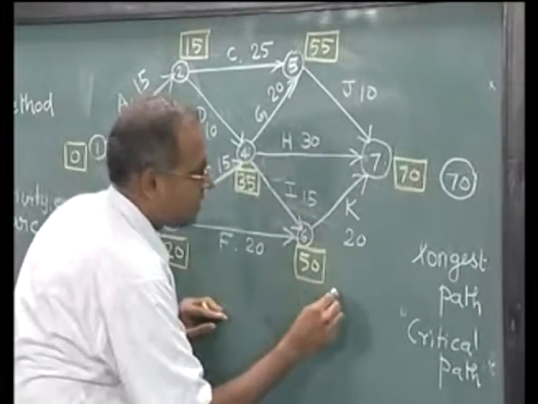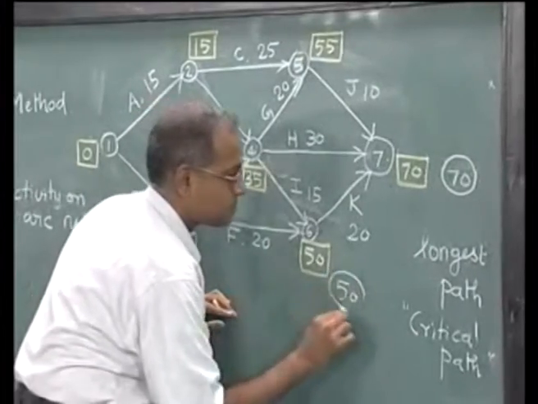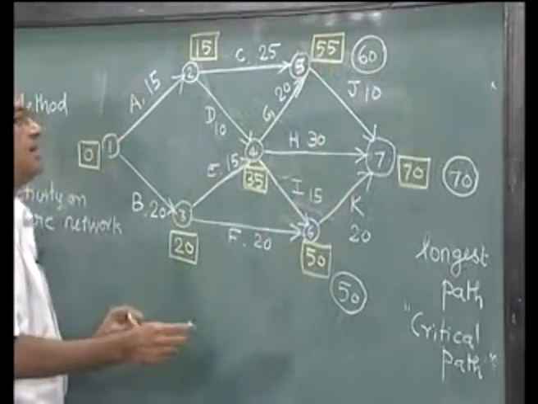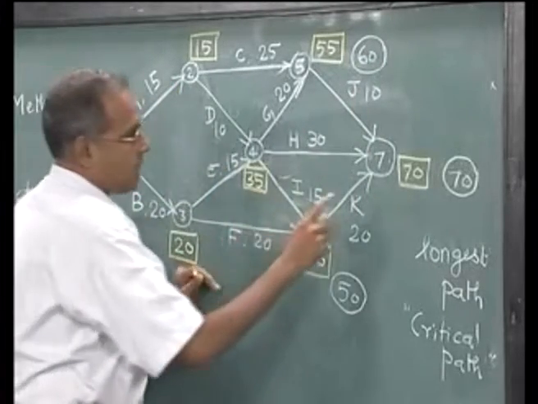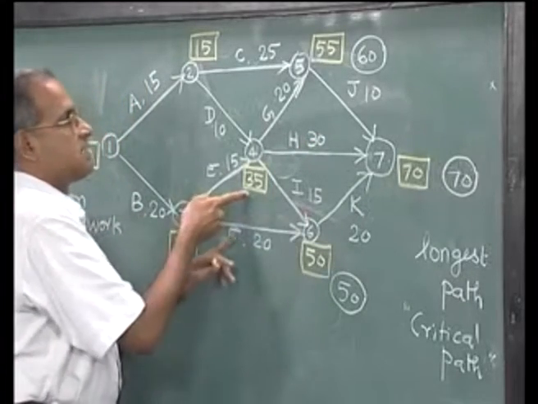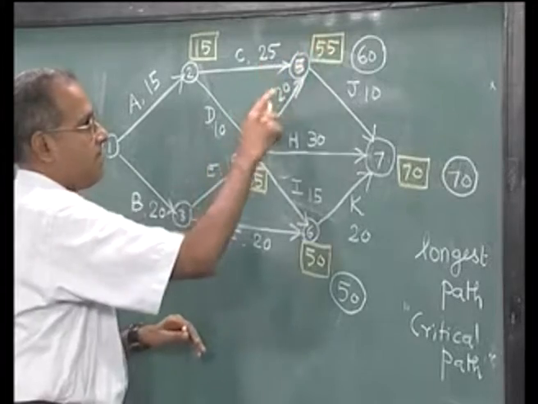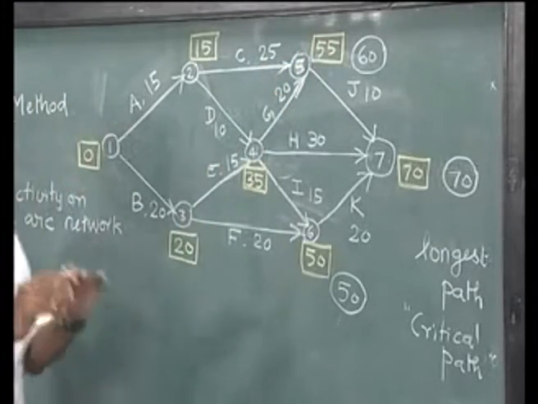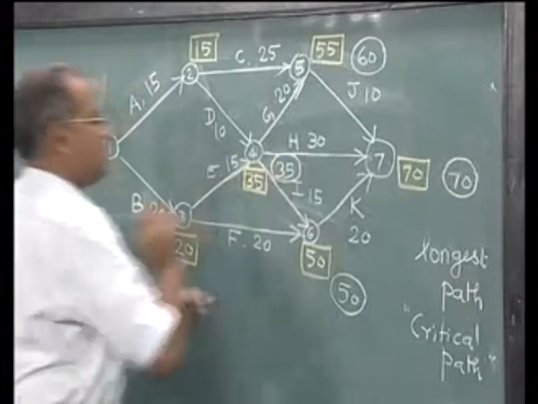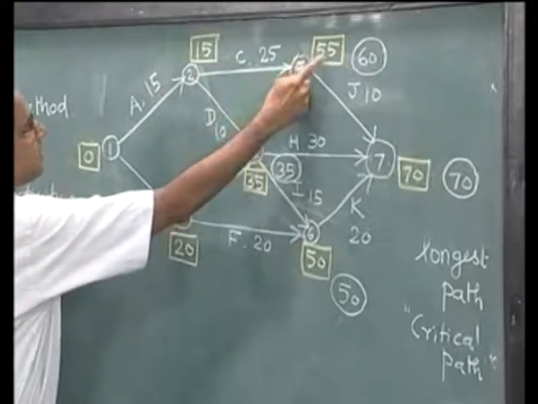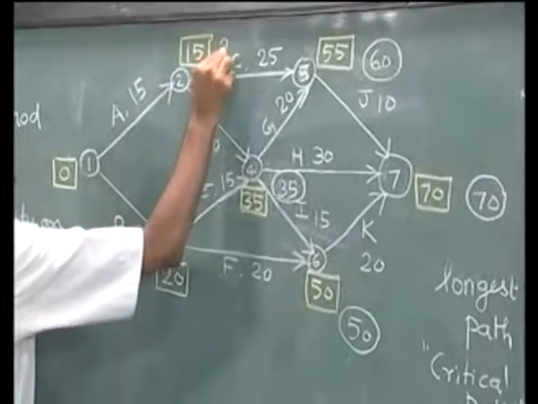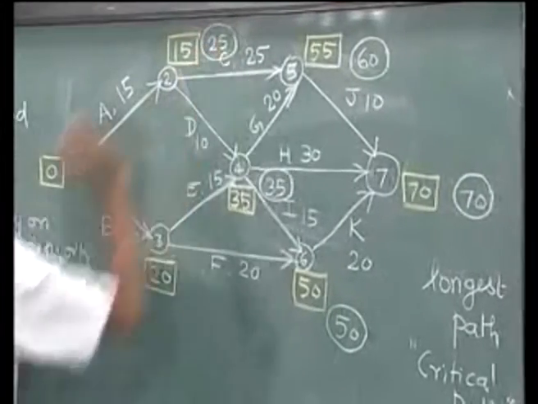So, this is 70 minus 20, which will be 50, 70 minus 10, which will be 60. When it comes to 4, this will become 70 minus 30, which is 40, 50 minus 15, which is 35, and 55 minus 20, which is 35. So, we choose the minimum of them and we get 35 for this. For this, it is 55 minus 25, which is 30, and 35 minus 10, which is 25. So, we take the minimum of this.